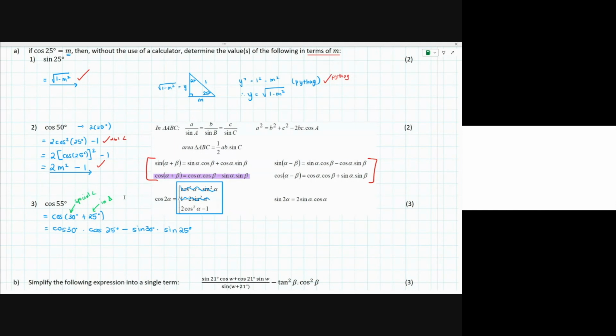Okay, so cos 30 is root 3 over 2, times cos 25, which we already know is m, minus sine 30, which is a half, times sine 25, which we know is that horrible root of 1 minus m squared. And now we go and simplify all of this. So root 3 times m over 2, minus root of 1 minus m squared over 2. That's an LCD, so I can put it all into one fraction.